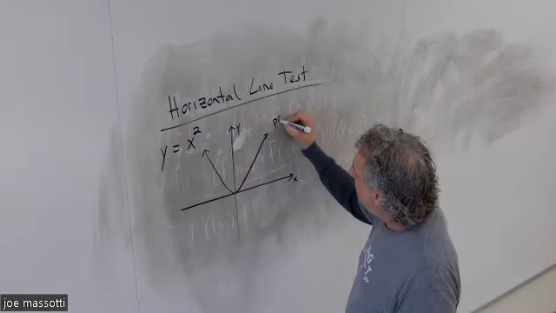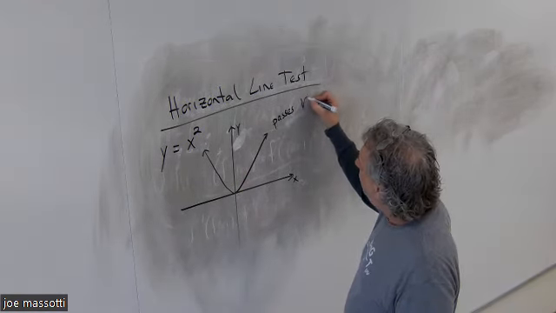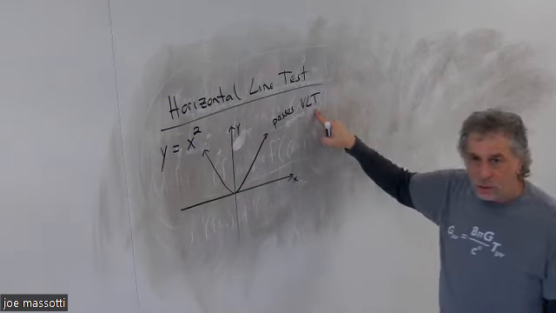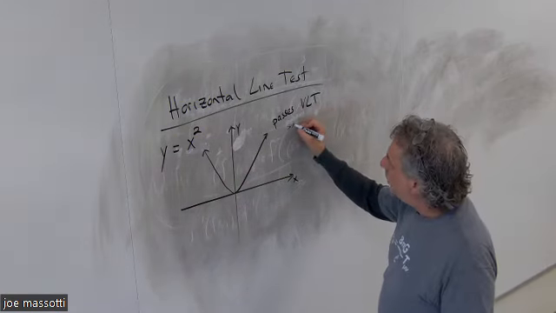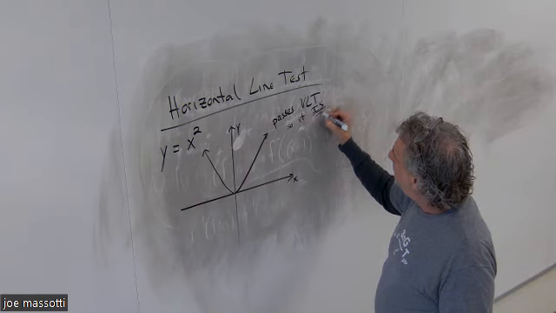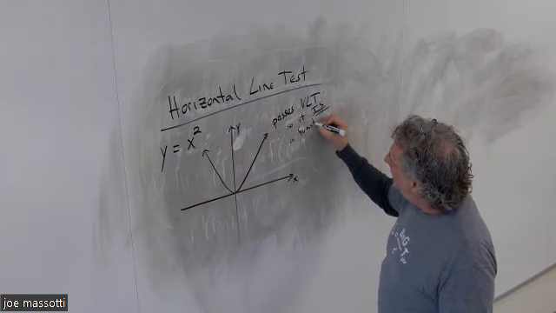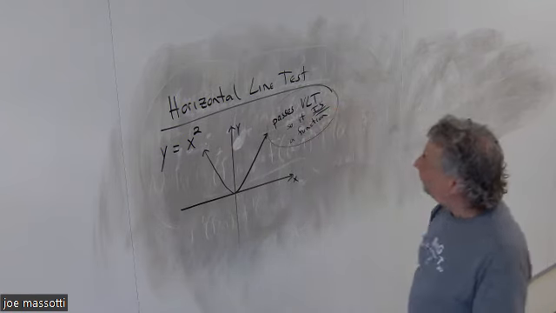So this graph passes what we call the vertical line test, VLT for vertical line test. So it is a function. It fits the definition of a function.